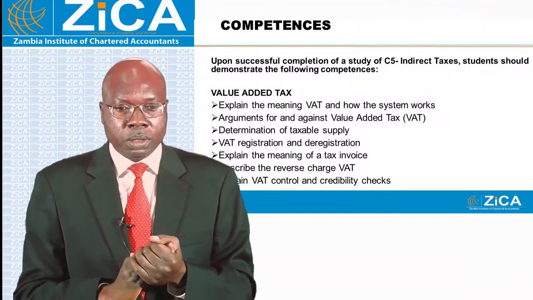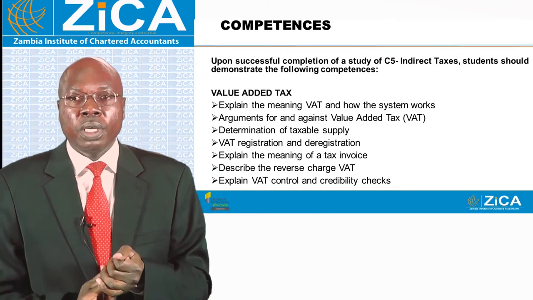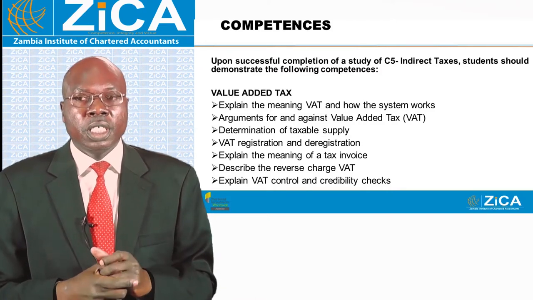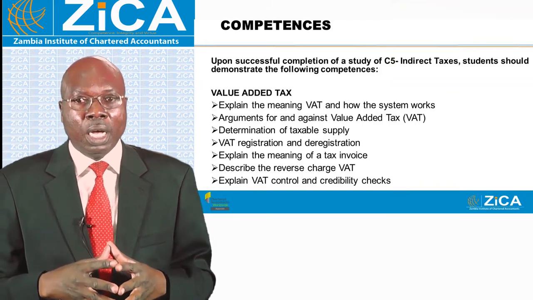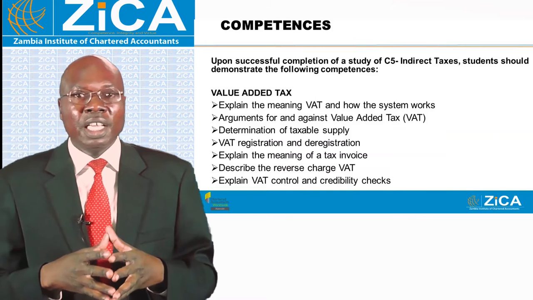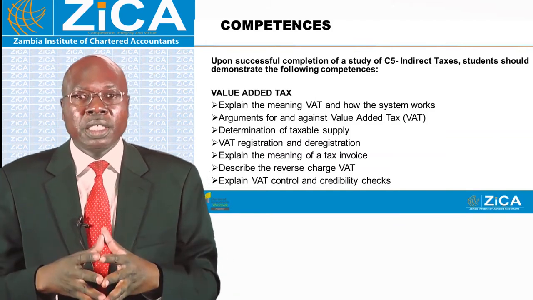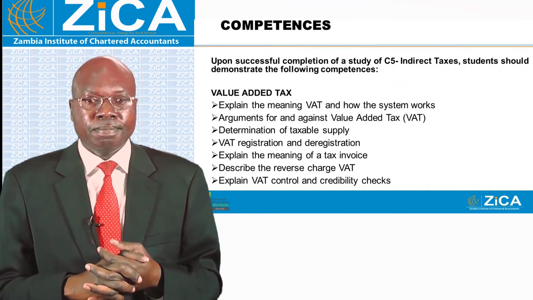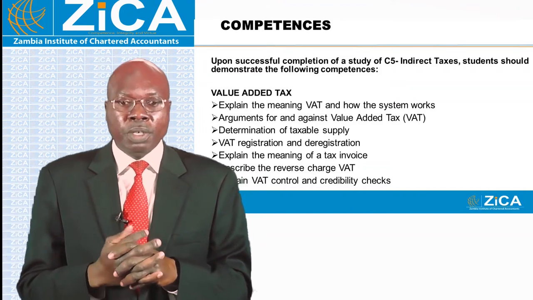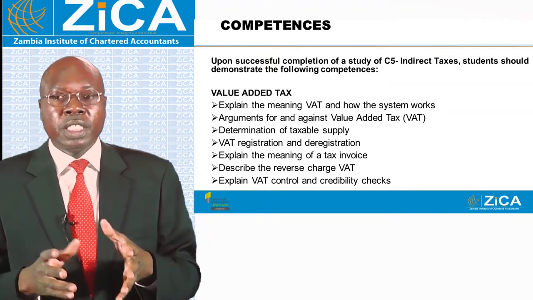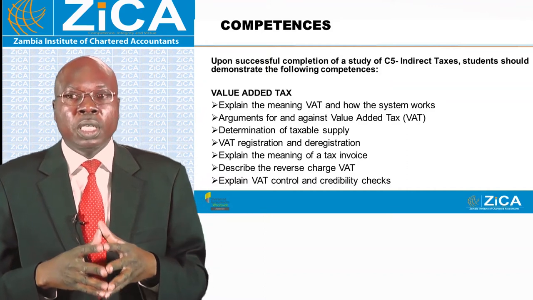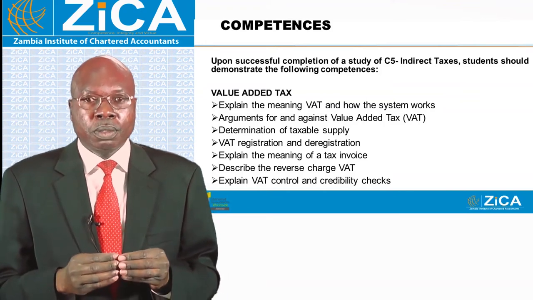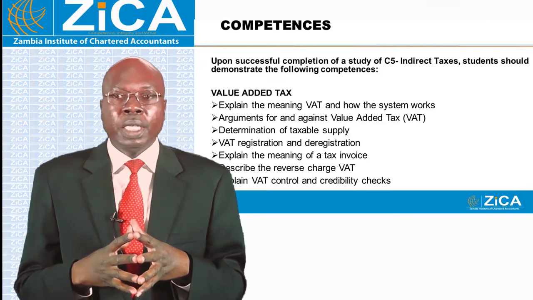The next item that I'm going to talk about is the meaning of a tax invoice. Value-added tax is driven by an invoice, by the issuance of an invoice, meaning that every taxable supplier should provide an invoice to those that he or she deals with. But of course, we should also be very much aware that VAT can also be paid according to the cash accounting scheme, as opposed to the invoice scheme. But the invoice scheme is the one which is normally used.